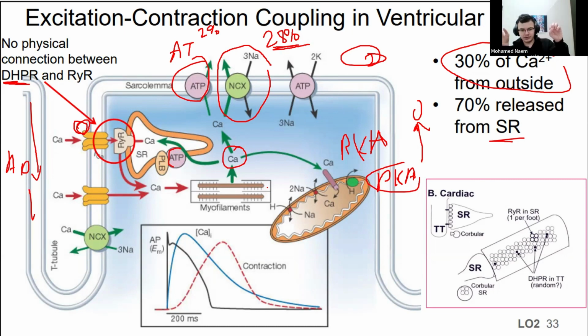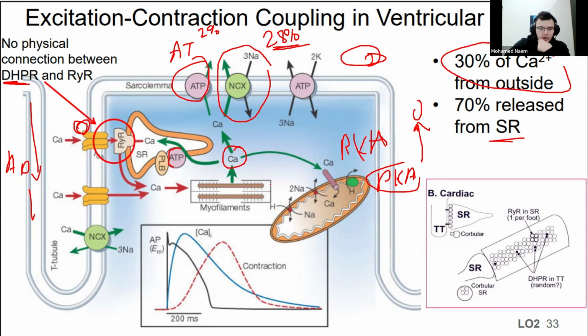Is this clear? Is the function of PKA clear here? And why do we need it? Yes? Okay. So this is almost everything about this slide.